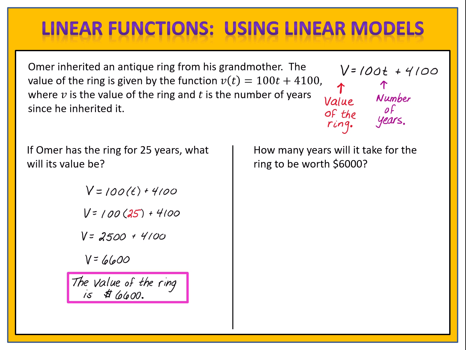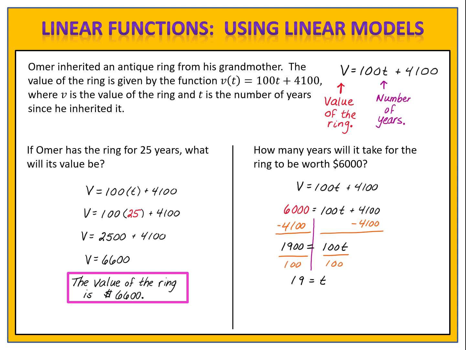In the next part of this problem, we want to know how many years it will take for the ring to be worth $6,000. We have our equation, and we know that V represents the value of the ring. Therefore, we will substitute 6,000 in place of V. We'll then solve the equation using our inverse operations in order to find the value of T. 19 equals T. And since T represents the number of years, we can conclude that it will take 19 years for the ring to be worth $6,000.